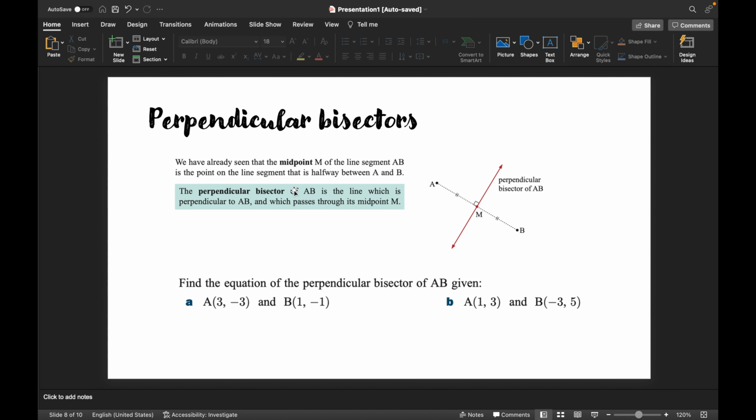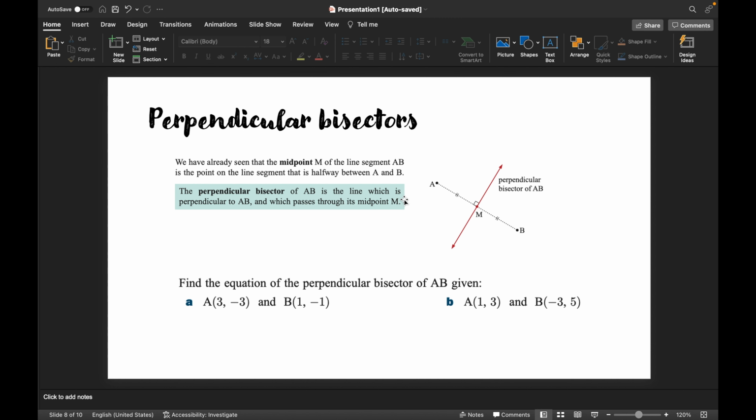The perpendicular bisector of AB is a line which is perpendicular to AB and passes through its midpoint M. So what you're supposed to do first of all is find the midpoint by finding (x1 plus x2) divided by 2, comma, (y1 plus y2) divided by 2. So when you find the midpoint, we have one coordinate. Then we can find the gradient of AB, and take the negative reciprocal of it.